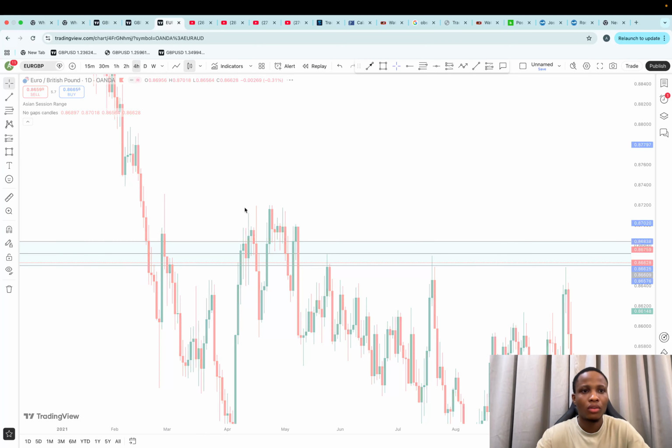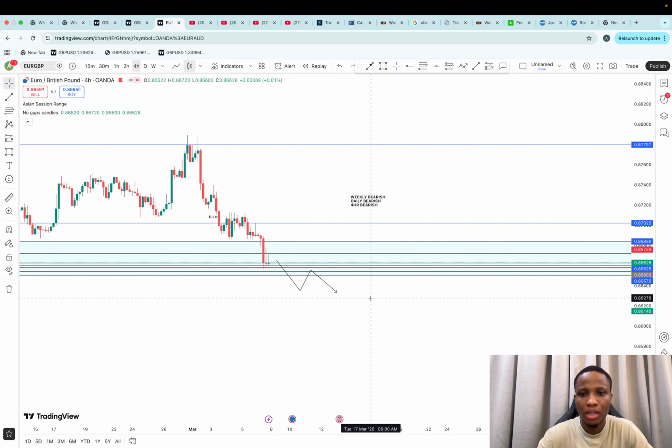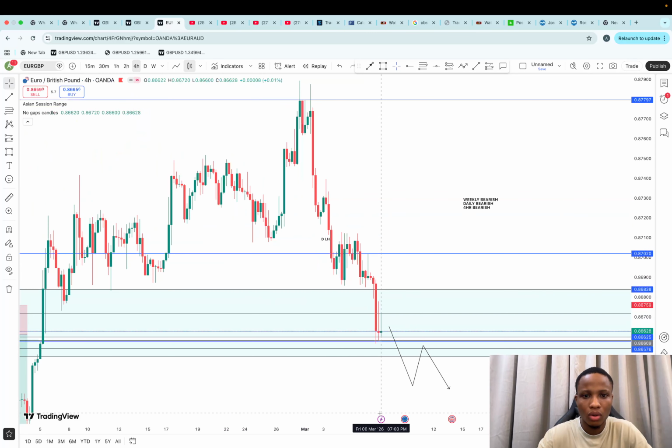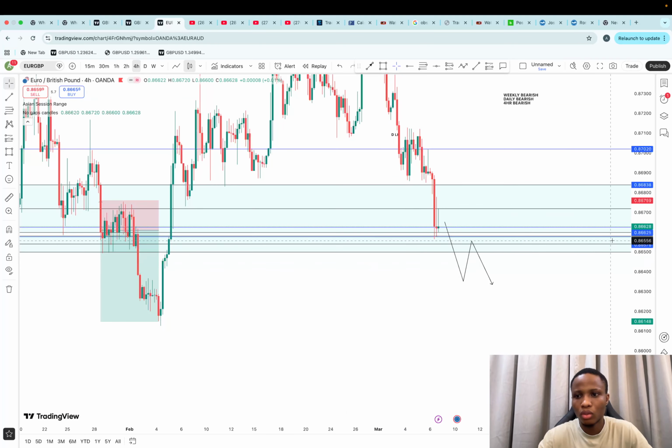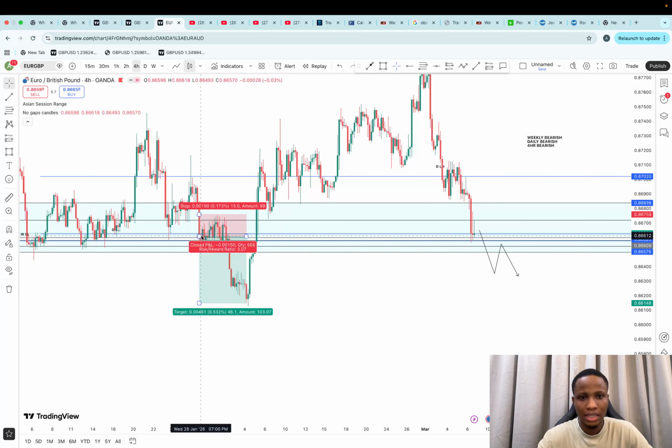On the 4 hours, going down to the 4 hour, it is also bearish. We are having this as our lower low right here and this as our lower high, as at this point, lower low, lower high as at that point. So on the 4 hour we are bearish, the 3 time frame we are bearish. I'm looking to simply sell this market just like I did as at this point.